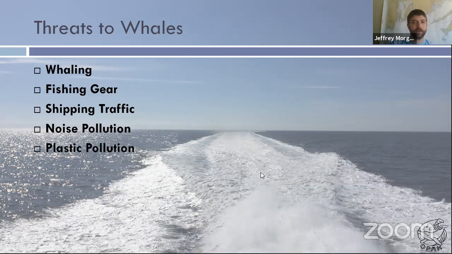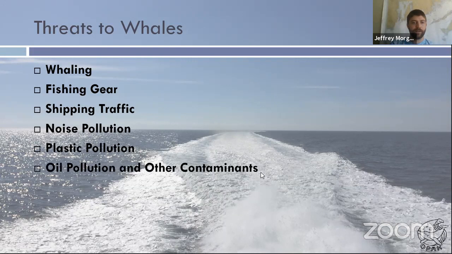Plastic pollution is a huge issue for whales, especially for our baleen whales that are filter feeding. So it's not just the large pieces of plastic that are going to be impacting our whales, it's the smaller pieces of plastic. So our whales are filtering the plankton as well as the plastic, and this will get caught in their gut and not be digestible, which in the long term can kill them.